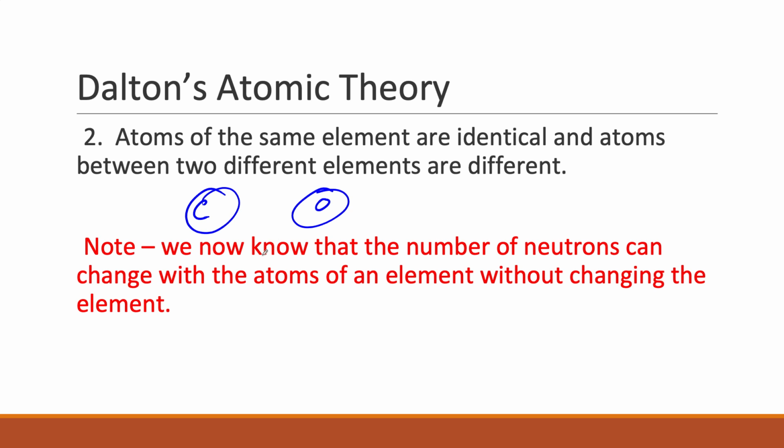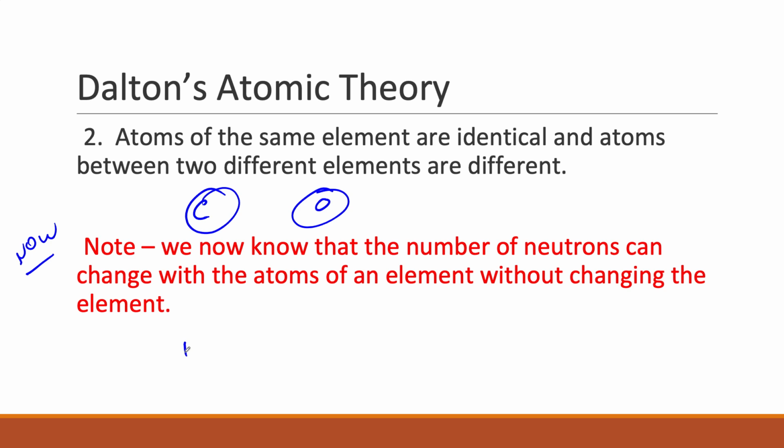But this is important. This is now. The atoms of the same element are identical in the number of protons, but they can have a different number of neutrons. And this is what we're going to look more at the end of this chapter in chapter 3. It's how things change and how things can remain the same in terms of protons and neutrons. So the masses can be different in different atoms of carbon, but the protons stay the same between carbon and oxygen, and that's what we're saying.